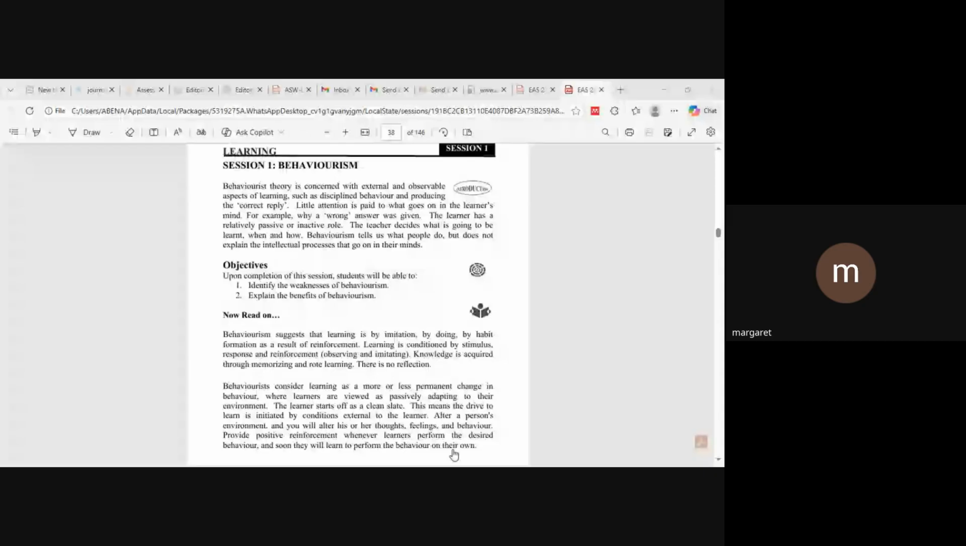Okay, so I was saying that we'll be looking at the various means by which we learn a language. These ones have been discussed theoretically.